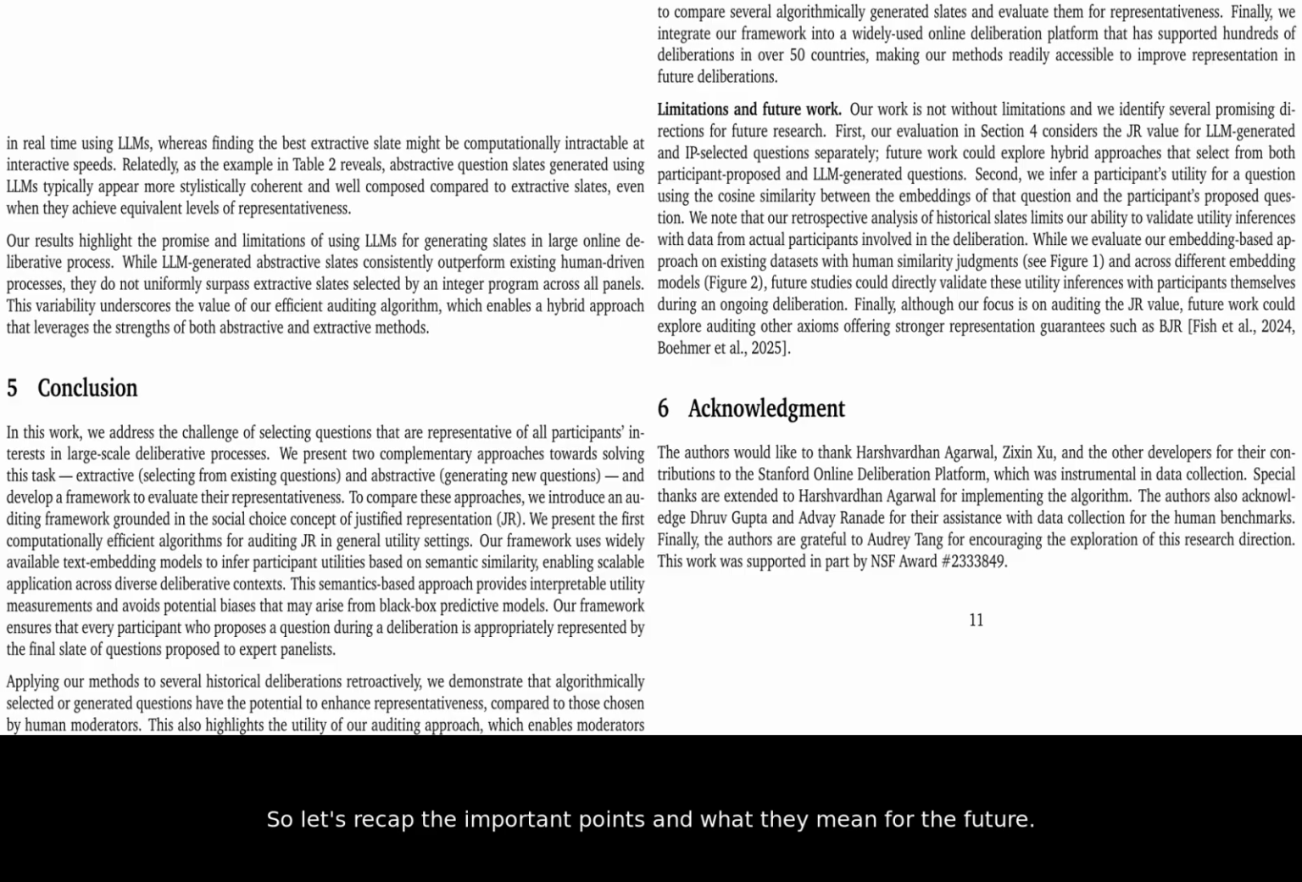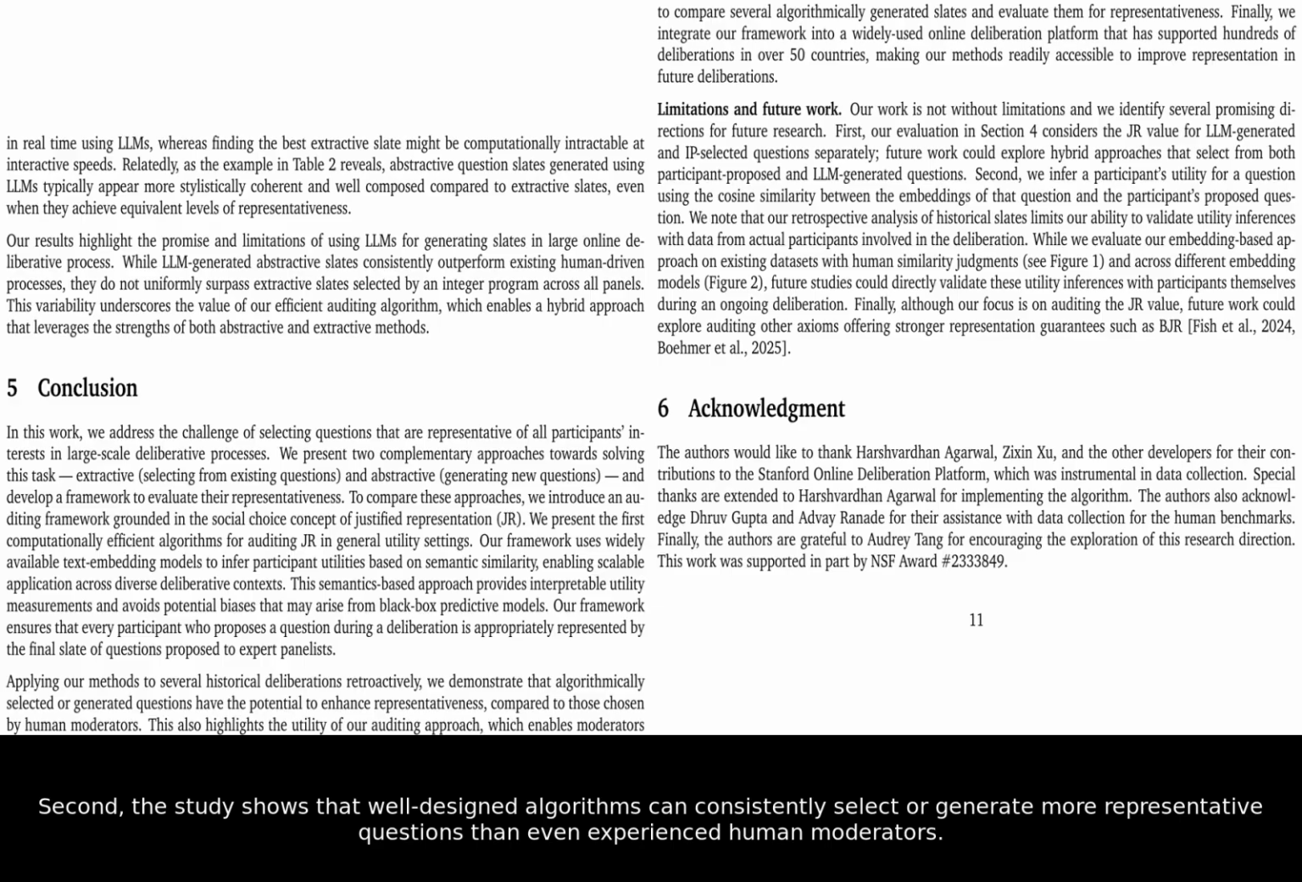So, let's recap the important points and what they mean for the future. First, we now have a concrete, mathematical way to audit and improve fairness in large-scale public discussions. Second, the study shows that well-designed algorithms can consistently select or generate more representative questions than even experienced human moderators.